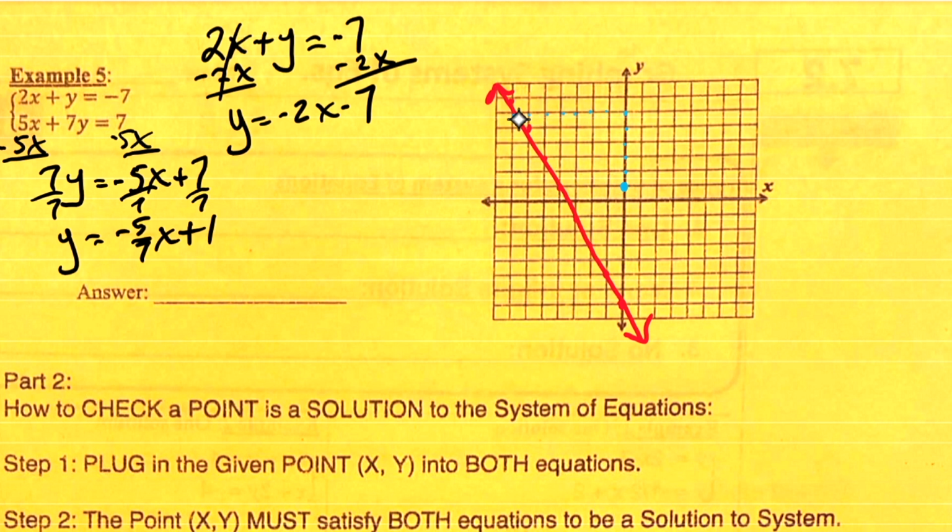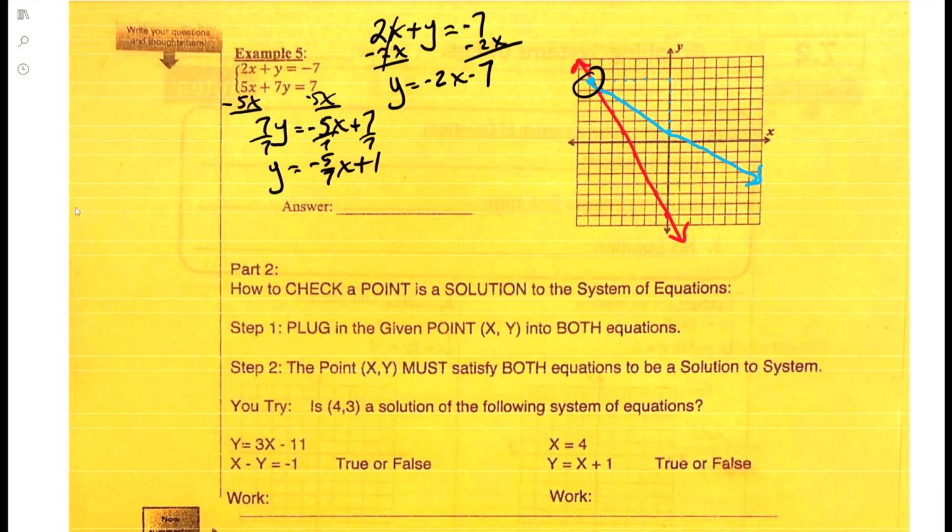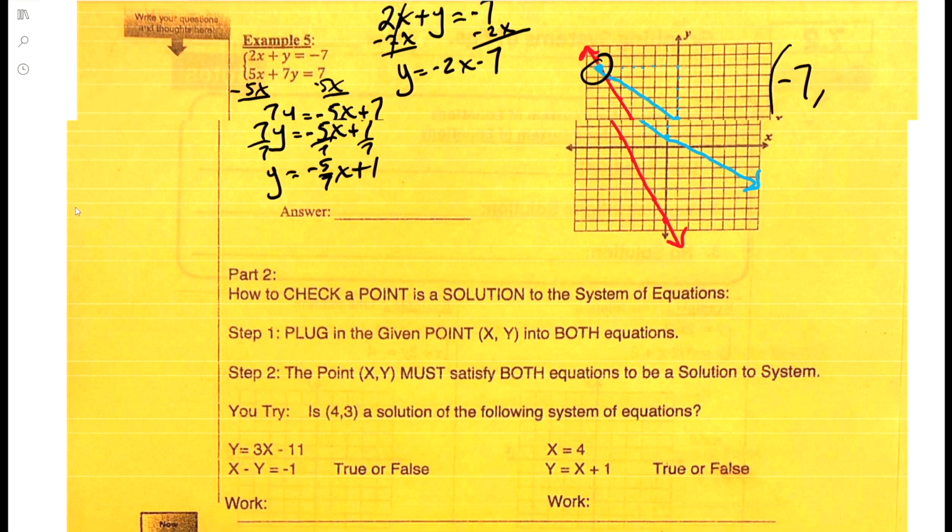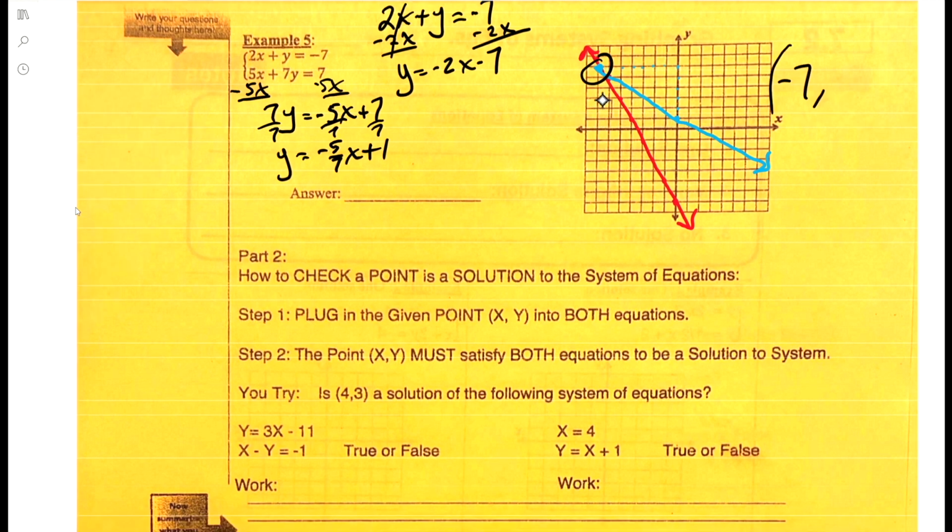There it is, right there is our point of intersection. And we'll get the coordinates off of that. This point right here is left 1, 2, 3, 4, 5, 6, 7. So it's left 7 and up 1, 2, 3, 4, 5, 6. Negative 7, 6. Now this time we're going to do more than just say that's the answer.